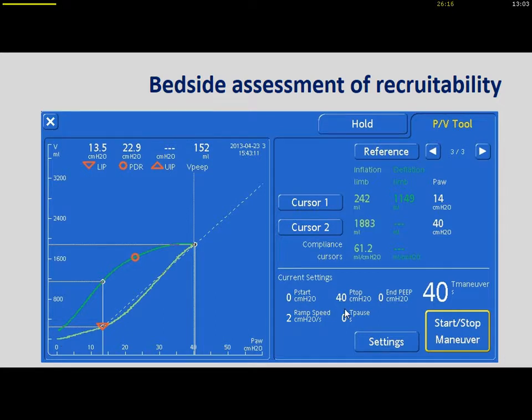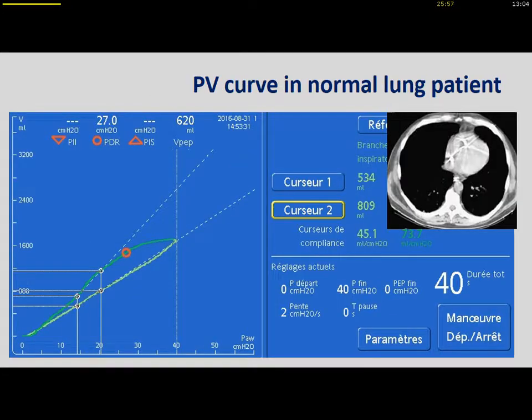And we have to go slowly, meaning using inflation-deflation flow below 10 liters per minute, so that the pressure that we read informs about the elastic property of the respiratory system. So if we do a PV curve in a normal lung patient, normally aerated, this is pressure, this is flow. So the slope of the curve informs you about the compliance at each level of pressure.